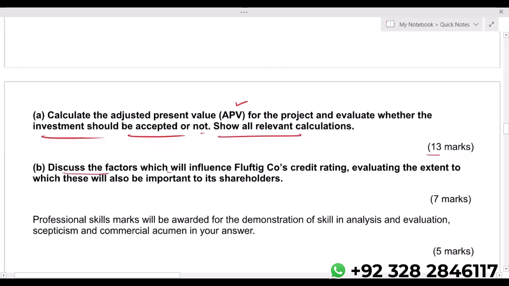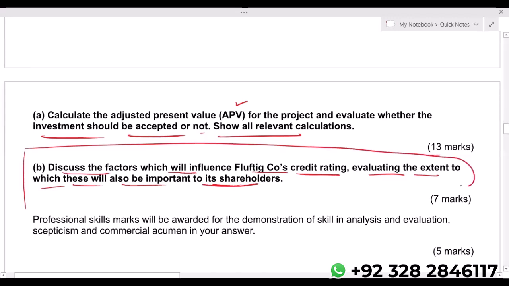Discuss the factors which will influence Fluff Tech company's credit rating, evaluating the extent to which these will also be important to its shareholders. Students, please listen to part B first, then I'll come to this A. Discuss the factors which will influence Fluff Tech company's credit rating.